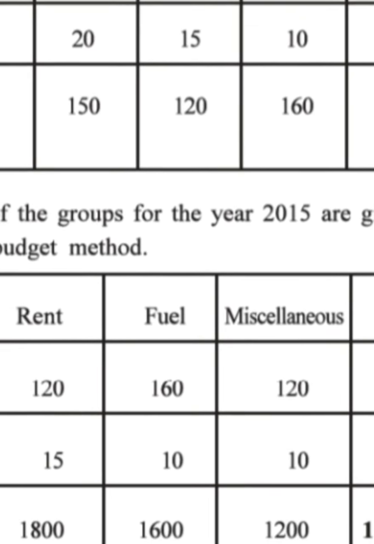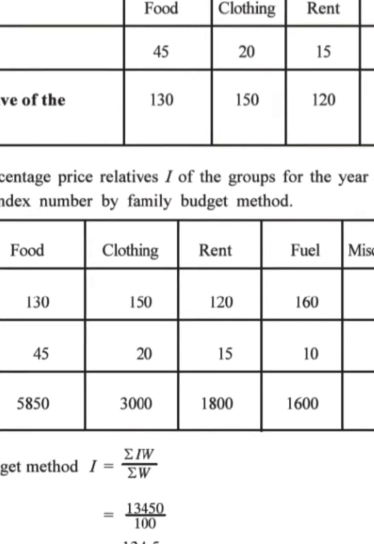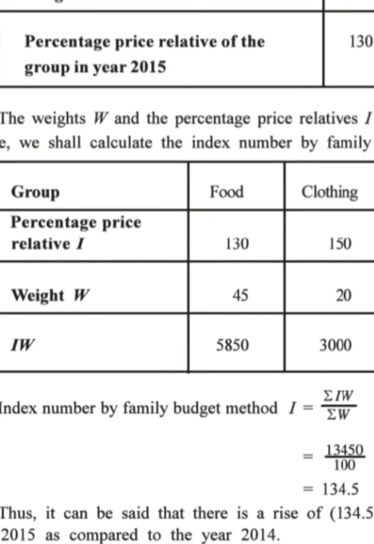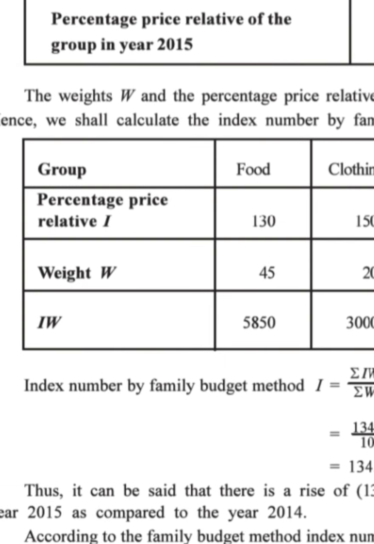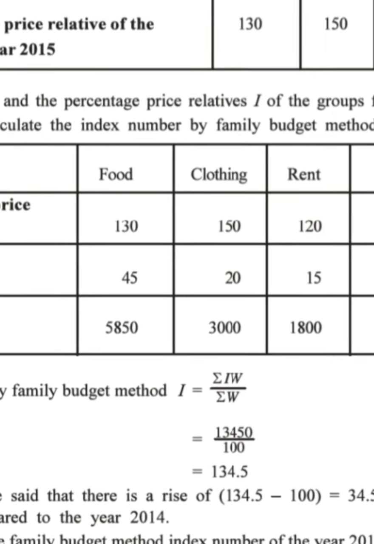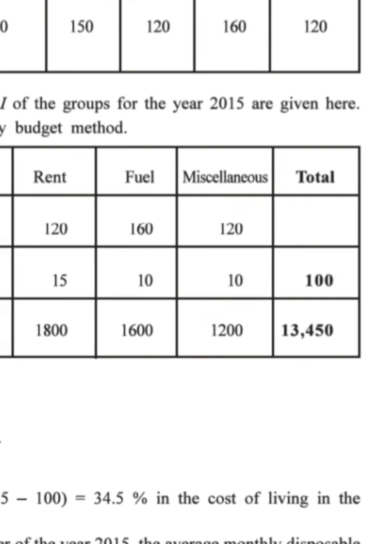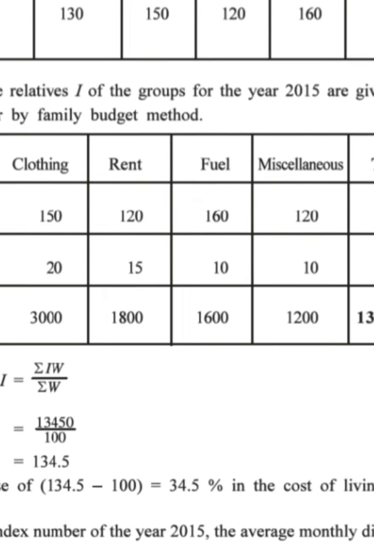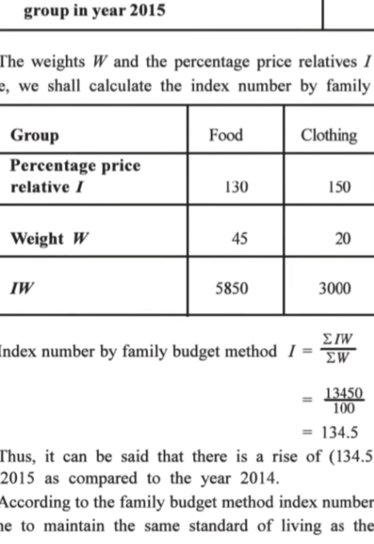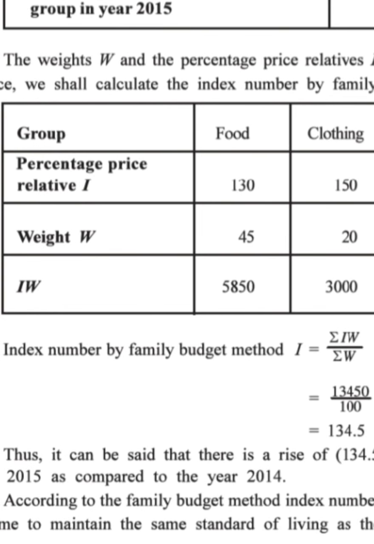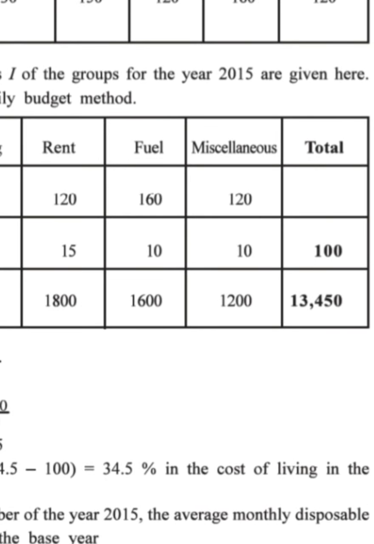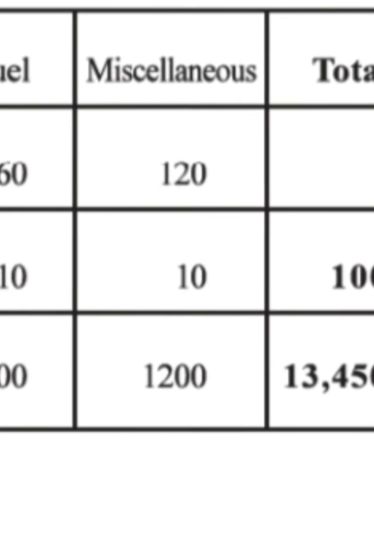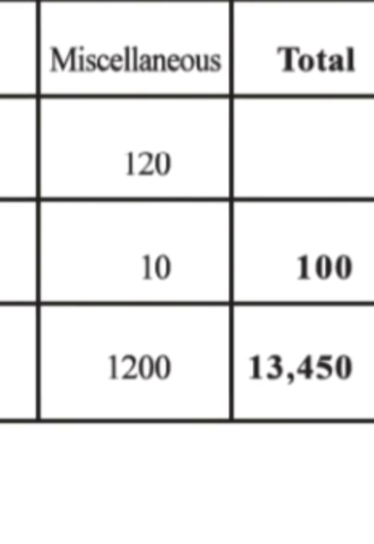Now how are we going to do this sum? You can write these values vertically also. Over here they have given them horizontally. Again the groups, then the percentage price relative, that is the index number: 130, 150, 120, 160 and 120. Then W, the weights that we discussed earlier: 45, 20, 15, 10, 10. Obviously the total of the weights will come up to 100.